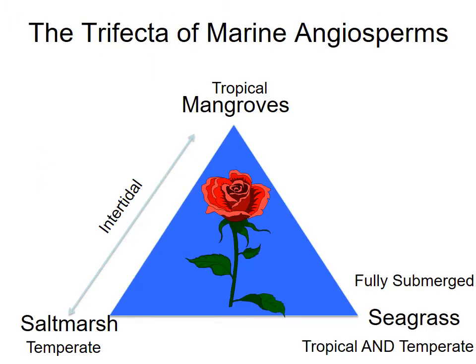So these three, mangroves, salt marsh, and seagrass, I'm calling the trifecta of marine angiosperms. Angiosperms is a term for flowering plants because all of these organisms are true flowering plants. Their flowers don't actually look like this rose, but I just picked a familiar flowering plant to represent that these are angiosperms, like a rose.